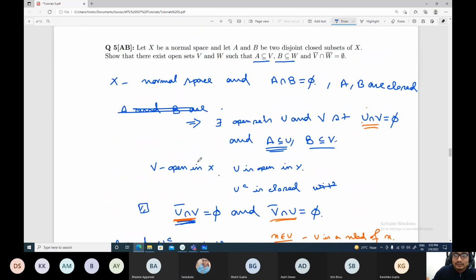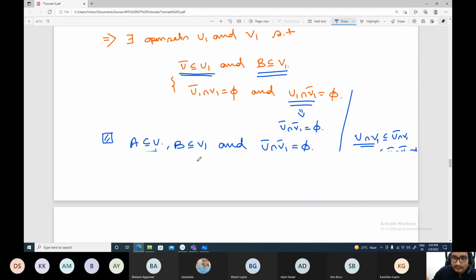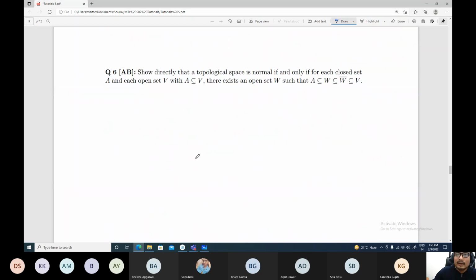It's very interesting. We will see one more similar result, and sometimes this result is also used as a definition of a normal space. Sometimes people use this result to prove that some space is normal, because here you have to deal with only one closed set and one open set containing it.